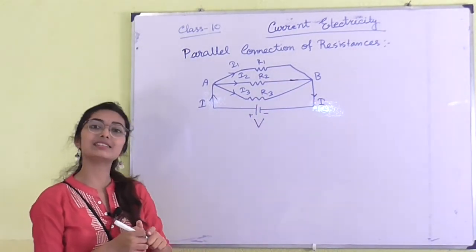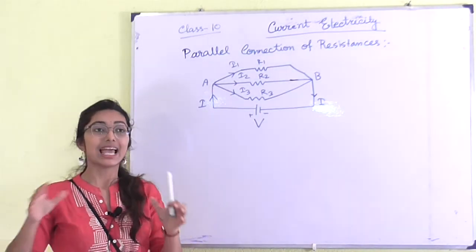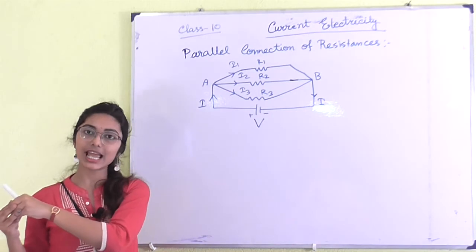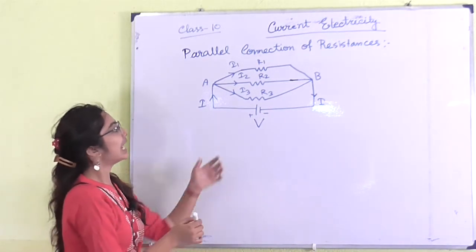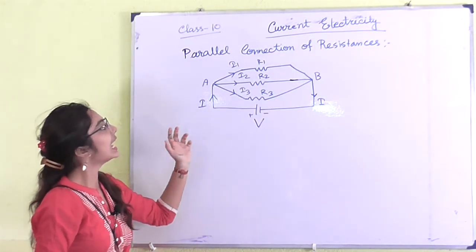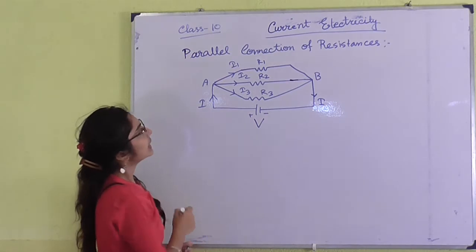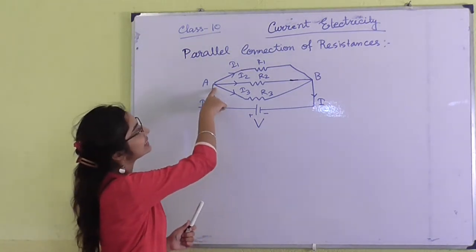So basically, in series the resistances were joined one by one, and here all the heads are joined at one point and all the tails are joined at one single point. This is the voltage present in the circuit, the potential difference. And now the voltage drop, as they are connected at the same point.